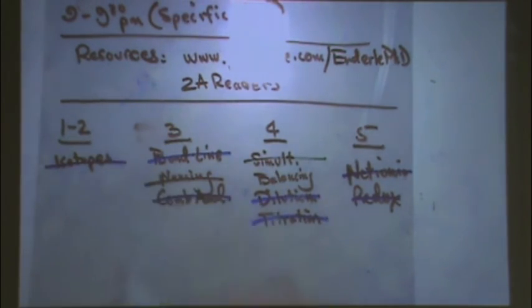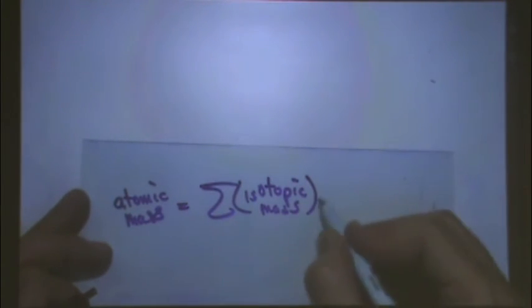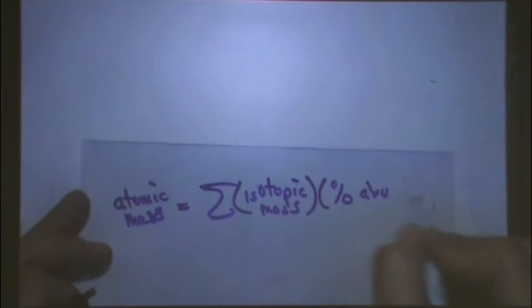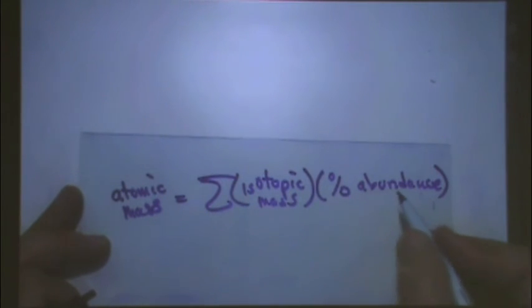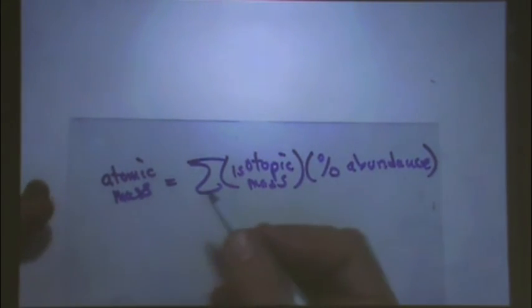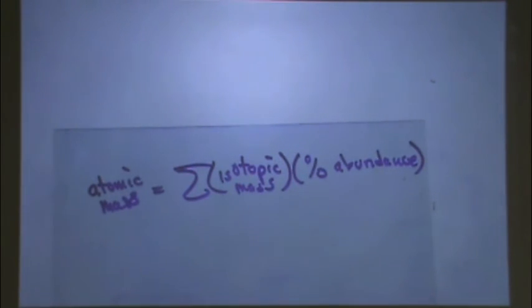Let's take a look at isotopes, and then I'll dismiss those of you who are ready to go. Isotopes is a common question on the exam. Remember that it's a weighted mass. So for isotope, you need to know that atomic mass equals the sum of the isotopic mass, that's the mass of the isotope, times the percent abundance, or really the fractional abundance. So whatever the percent is, you'll divide by 100. You sum all this up and you get what's called the atomic mass. The atomic mass is found on the periodic table.